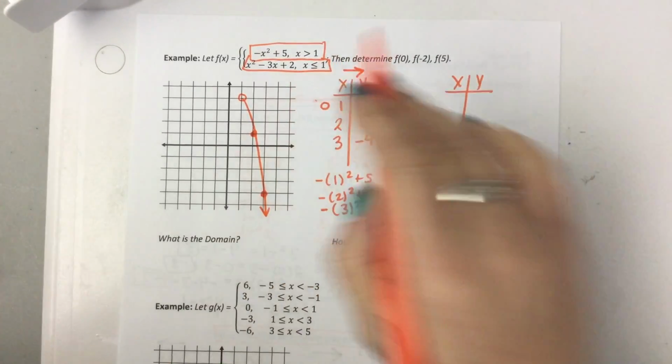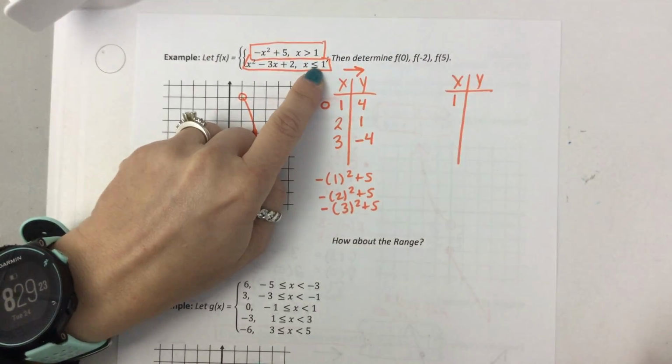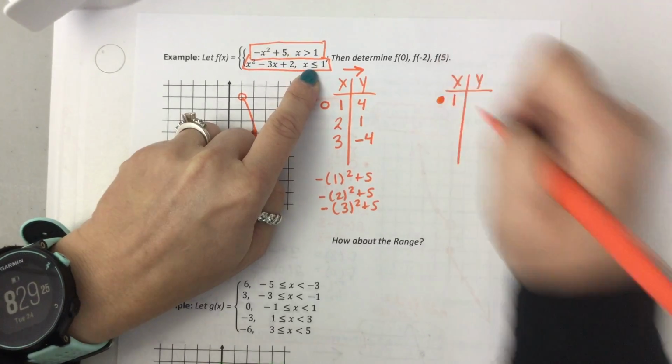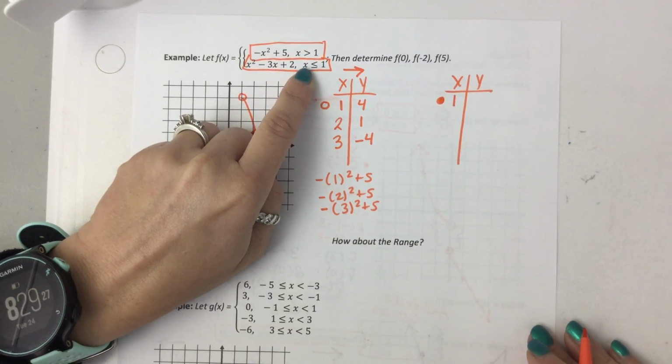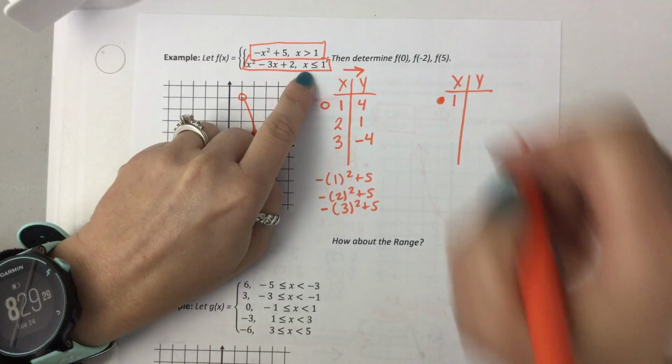Okay, now if I go to the next one, again, my domain, I start at 1. This time it is included, so it's a filled-in circle. My x values have to be less than 1.